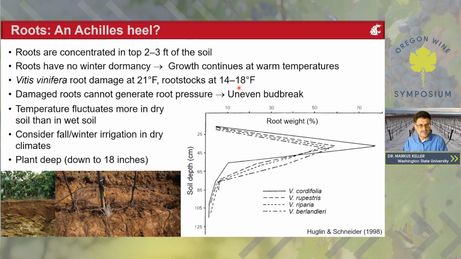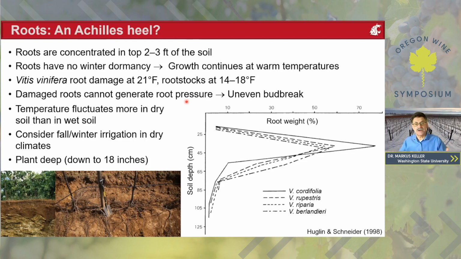One problem with root damage, and I'll talk about this in the next slide, is that they cannot generate the root pressure. So they go through an uneven bud break and uneven shoot growth. And this is why you have this uneven shoot growth on vines that have suffered root damage that looks like bud damage, but in fact, it is because the roots have been damaged in the cold.